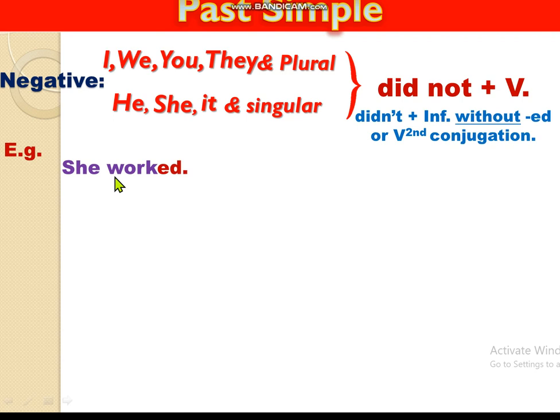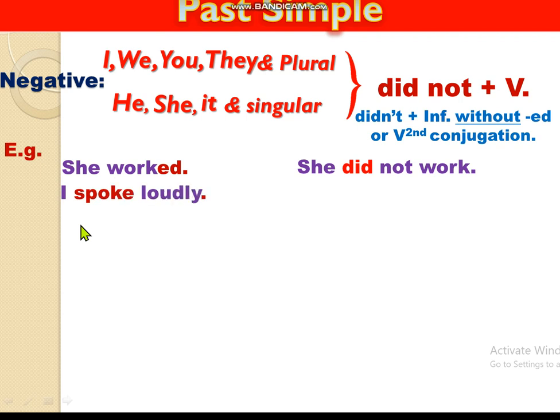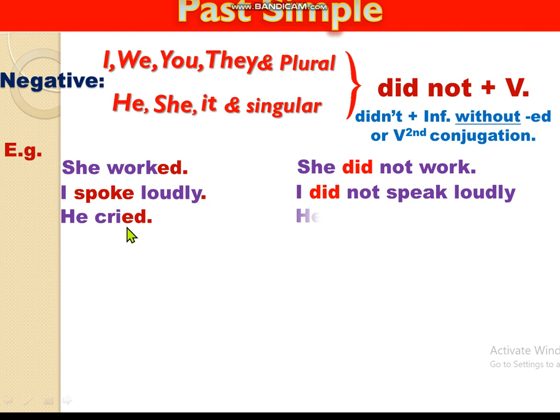Example: she worked. She didn't work. I spoke loudly. That's the second conjugation of an irregular verb. I did not speak. You can see here we remove the ed, but in this one we change it back into the main verb, sorry, to the infinitive verb. He cried. He did not cry. The ied, change it back into the y.